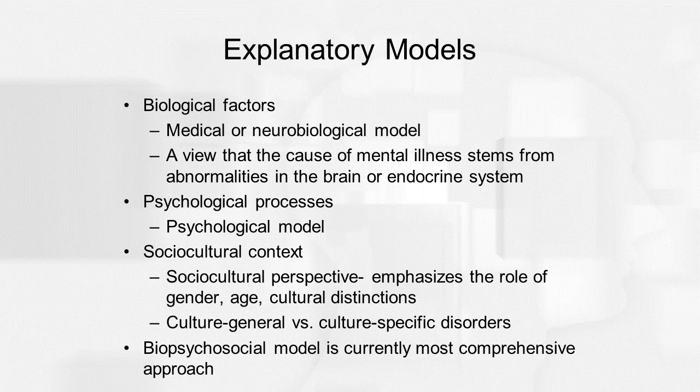Other explanatory models that psychologists would use focus on biological factors. We would call this a medical or neurobiological model. It's a view that the cause of mental illness stems from abnormalities in the brain or endocrine system. If you think back to our lecture on biology, what we're looking at here are neurons and neurotransmitters. How are those neurons communicating with one another? Are they functioning normally? Is there a normal level of neurotransmitter? Is there too much? Is there not enough? Or the endocrine system, where the focus is on hormones. Is an imbalance of hormones, too much or too little, a contributing factor to that person's mental health state?